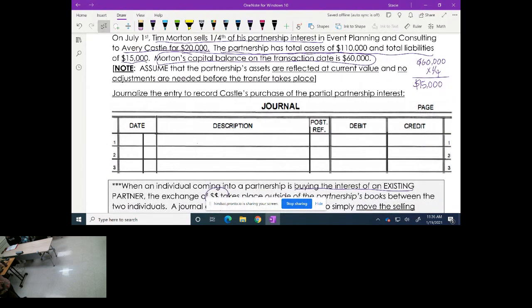All we have to record on the books is that we're shifting this equity. So we will debit Morton's capital and credit Castle's capital for $15,000 because he's buying a quarter of it. What he pays is outside the books. We're just shifting it. Does that make sense? He's purchasing an interest, so this is how it works.